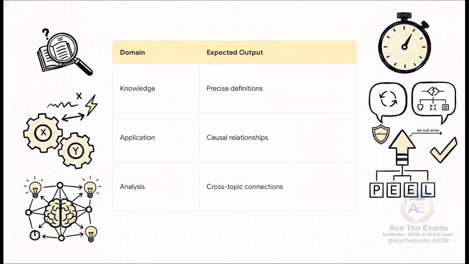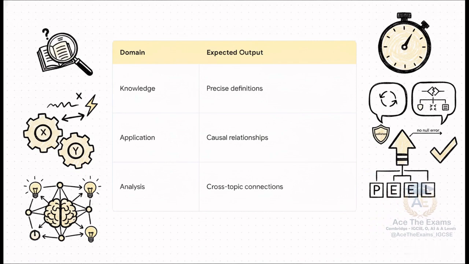Let's break down how this framework maps directly to the expected outputs examiners are demanding. Knowledge requires precise definitions. Application requires causal relationships, meaning you have to explicitly show that if variable x changes over here on line 10, variable y updates over there on line 15. And analysis? Analysis requires cross-topic connections.